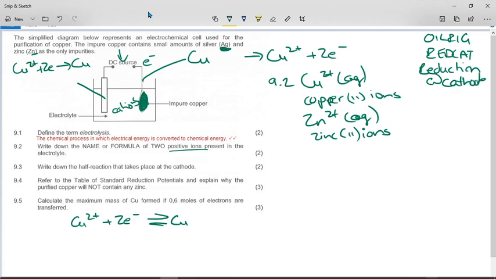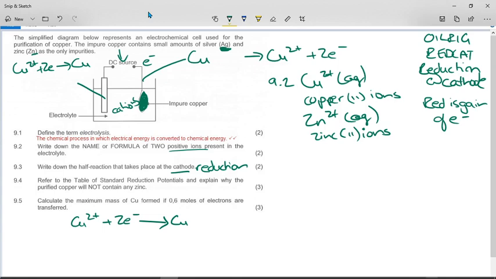So it is now asking me, write down the half reaction that takes place at the cathode. It is a reduction reaction. What does oil rig stand for? Oxidation is loss, reduction is gain of electrons. So in this equation here, what is gaining electrons? If we add electrons, so at the cathode, reduction will occur. Reduction is gain of electrons. So the copper 2 plus ions at the cathode are gaining 2 electrons and becoming copper metal. So that is the half reaction that takes place at the cathode.